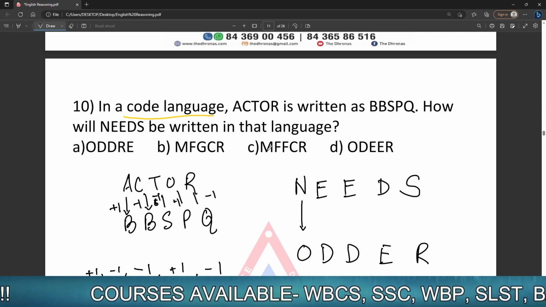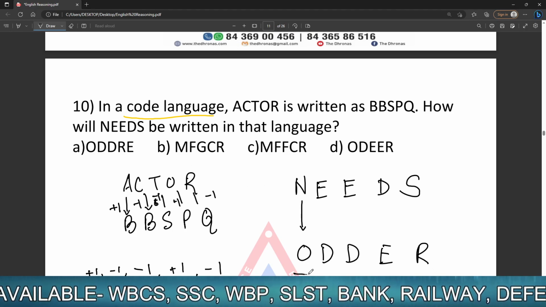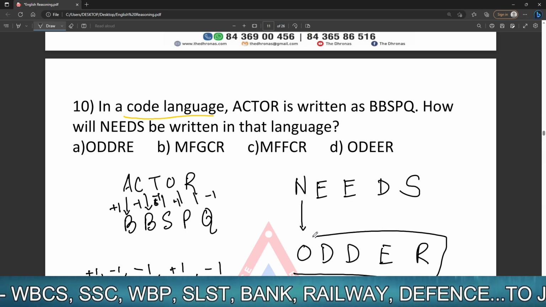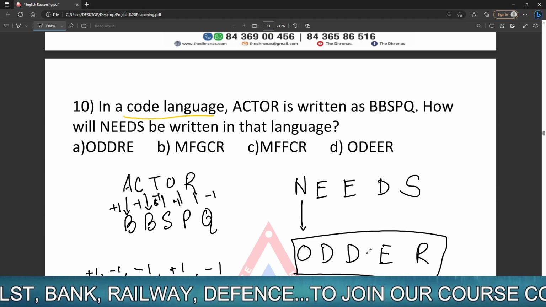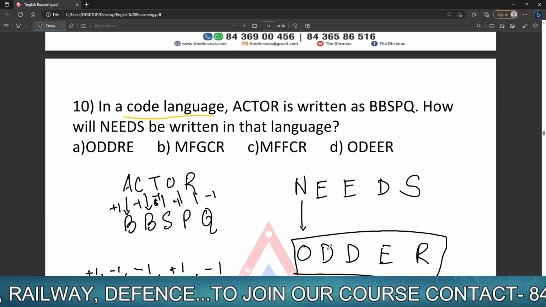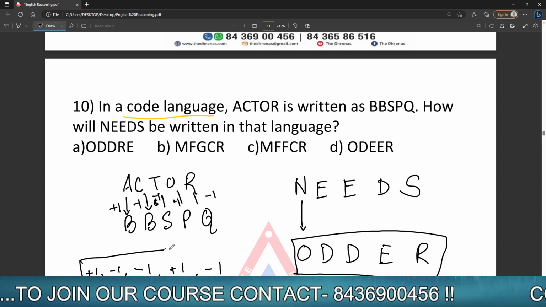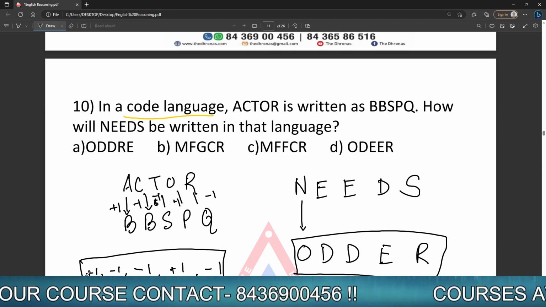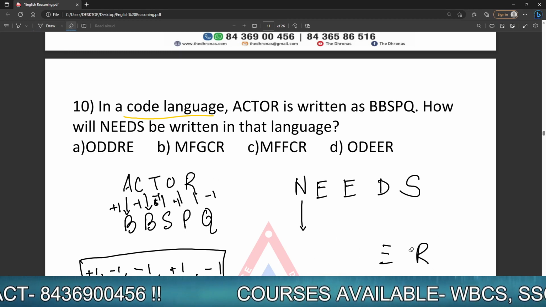O, D, D, E, R. See, none of the options is correct in this case. Getting my point? No option is correct if we go with this case. So there is a catch. What's the catch in this question?